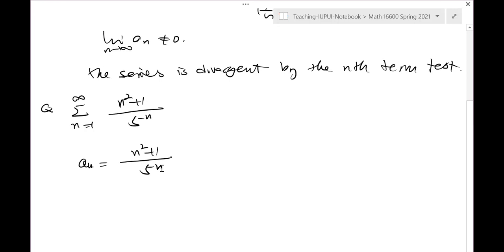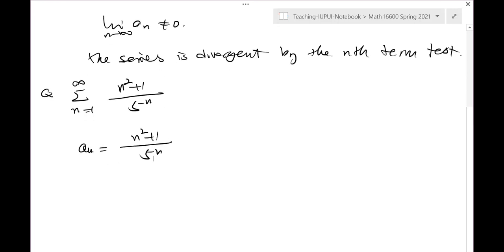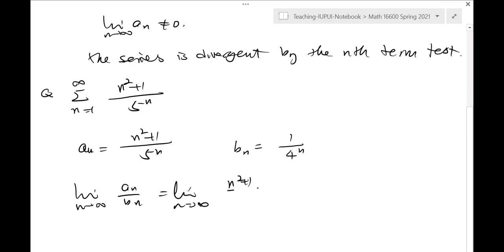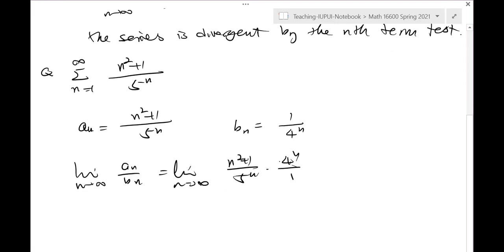Or you can use the limit comparison test. Now, if you use a limit comparison test, your b_n cannot be 1 over 5 to the n because there's an n squared there. So you have to be really smart to find the b_n. I'm going to use b_n like 1 over 4 to the n. Then the limit of a_n over b_n is going to be n squared plus 1 over 5 to the n, times 4 to the n, and the limit is going to be 0.